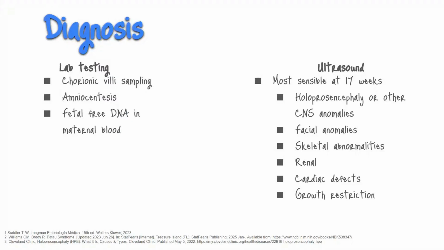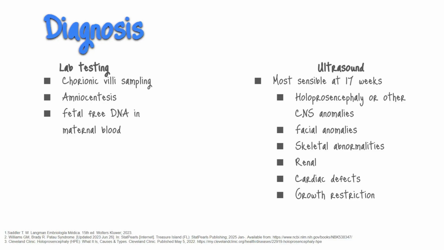Diagnosis. It is done prenatally with lab testing of karyotype using chorionic villus sampling, or a placenta sample, amniocentesis, which is an amniotic liquid sample, or a cell-free fetal DNA in maternal blood analysis, which is the preferred method of diagnosis. They can also do a prenatal ultrasound, which at 17 weeks is most sensible and can also detect the malformations that are in Patau syndrome.